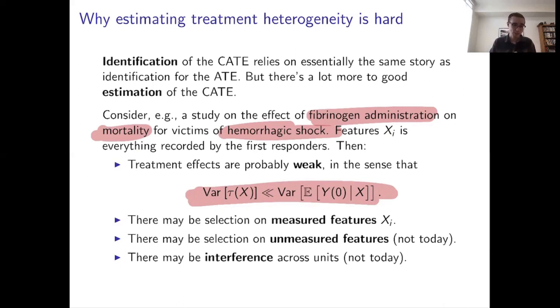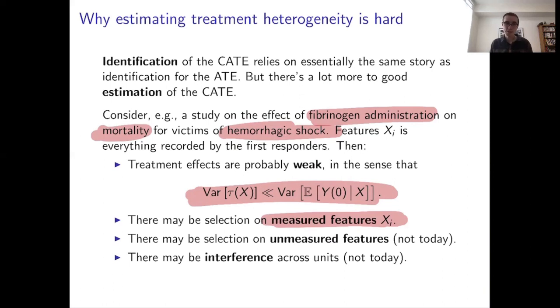The other thing, again, in this problem is that you have data from first responders. They might be more likely to administer fibrinogen to people who, based on observed characteristics, they think might need it more. So there may be selection on measured features Xi. You need to deal with this. And when paired with the fact that treatment effects are weak, especially treatment heterogeneity may be weak, you might really be worried that confounding effects might be big relative to the size of the treatment effects you're interested in. So you really need to be careful in controlling for confounding.